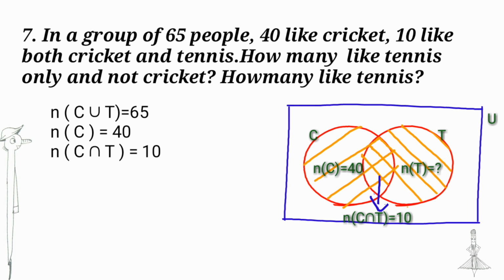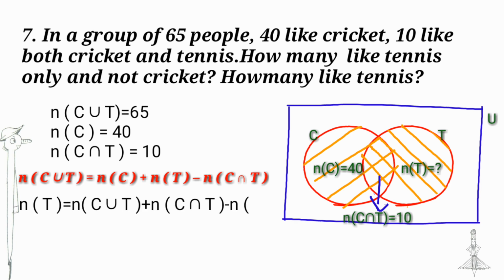That is, 10 like both cricket and tennis. Substitute the values in our equation, we get the number of T is equal to 35. Therefore, 35 people like tennis.